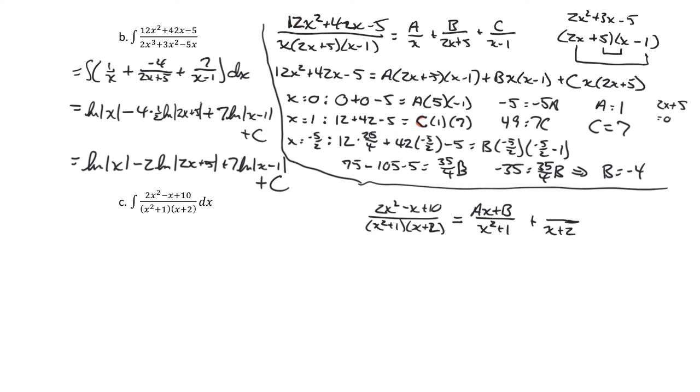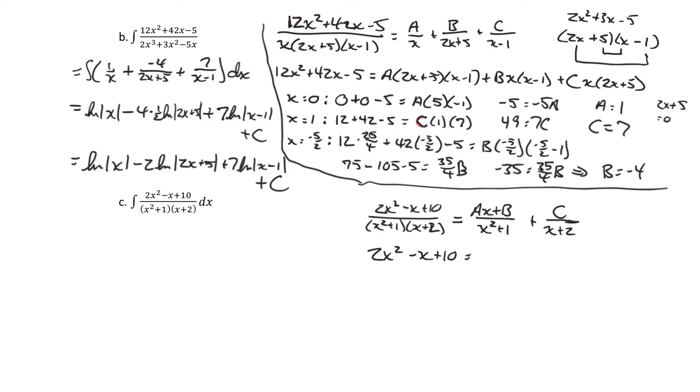Well, a linear function has degree 1, so the best that could be is a c. That's the distinction between quadratic factors and linear factors. Quadratic factors will have linear numerators. Linear factors will have constant numerators. Now we're going to multiply both sides by the denominators, and we end up with 2x squared minus x plus 10 equals ax plus b.